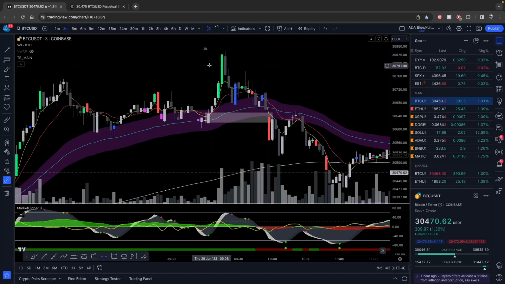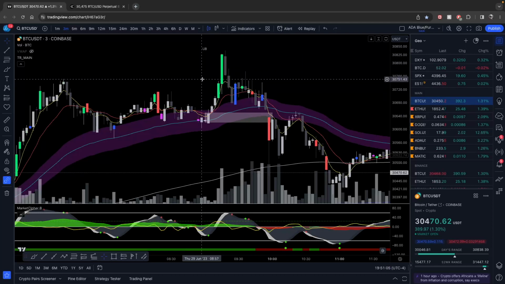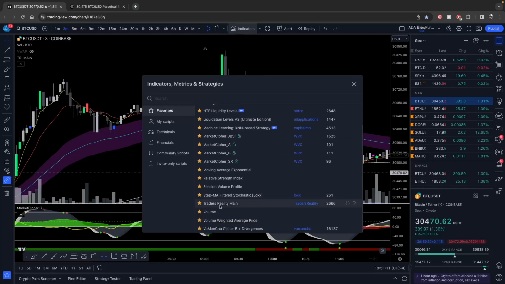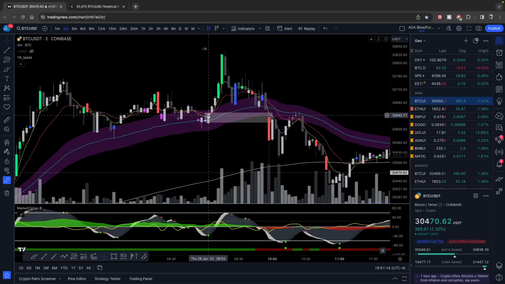Anyways, the Brinks box appears on our Traders Reality Indicator. Again, if you don't have it, go to indicators. It's called Traders Reality Main. It appears on our Traders Reality Indicator, and it is the hour between 9 a.m. and 10 a.m. EST, which is New York time, Eastern Standard Time. Okay, I'm from Toronto, so it's the same time for me. I don't know everyone's time zone, so you guys got to make the conversion.